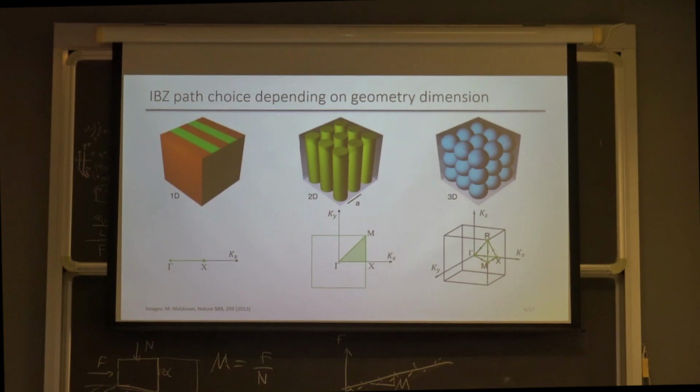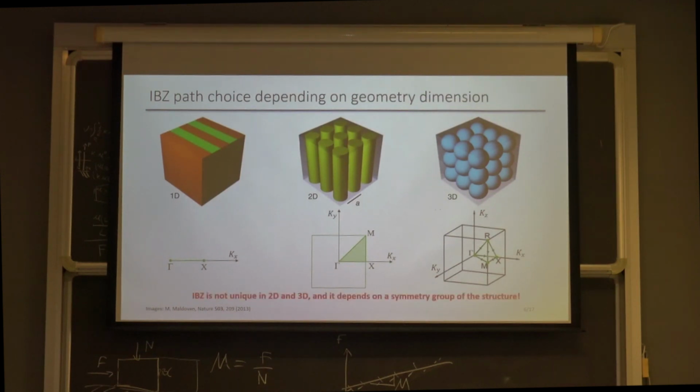The irreducible Brillouin zone path choice depends first of all on the dimensions. So if we have the 1D case, then it's just Gamma-X, high symmetry points 0, 0, 0 and pi over the lattice size. If it's 2D, then it can look like this one that I will use in this work, and this is also the case, for example, for the square array of cylinders. And for spheres, for example, it gets even more complicated.